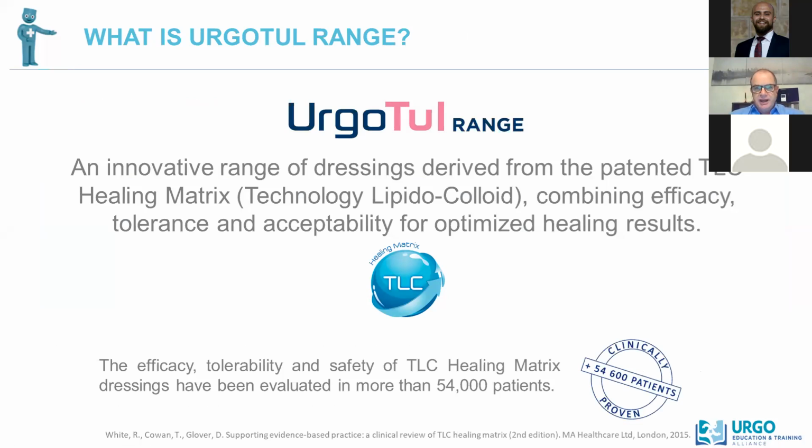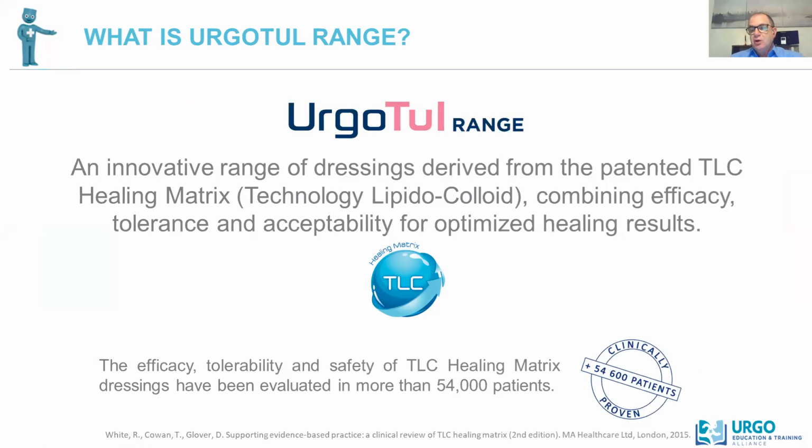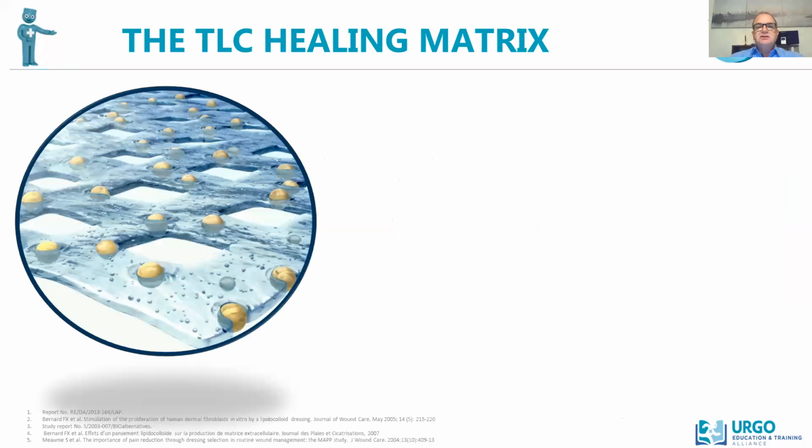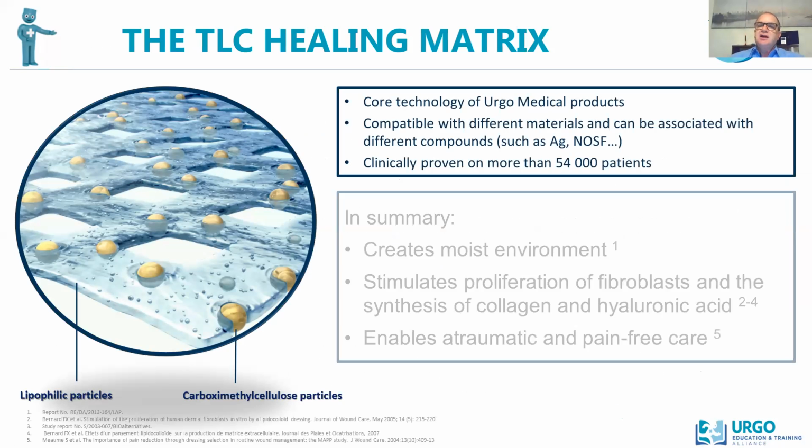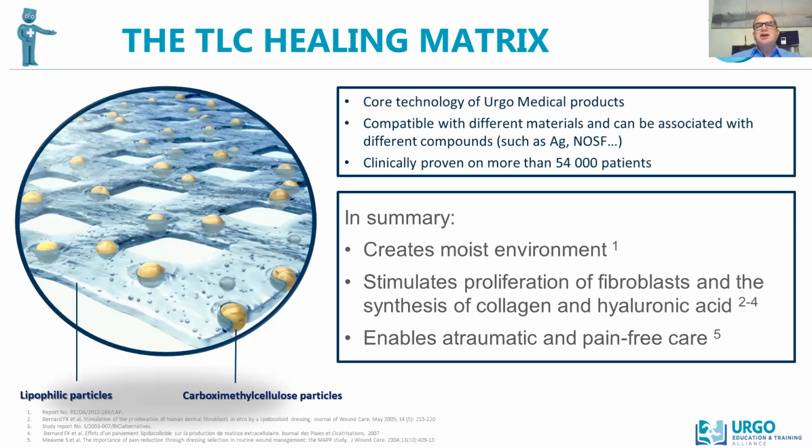So the Urgotul range is the technology lipidocolloid, which I'll show you very briefly. It's been trialed in many patients. In a publication by White et al. in 2015, it was suggested that it was trialed in over 54,000 patients. I think we have reached around 59,000 patients now with all the aspects of the TLC technology. So what is this TLC technology? Tender loving care? Probably, but it's technology lipidocolloid. It's got the lipophilic particles and the CMC particles.